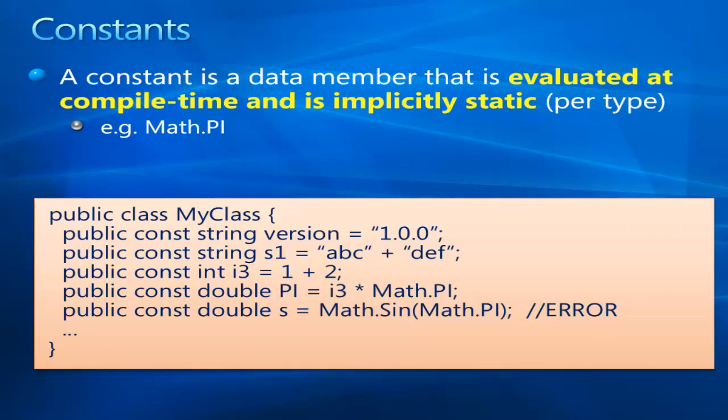So the next one is the constant. Now constants are used when we want to store a constant value. One important thing to be noted is constants are evaluated at compile time. That means the compiler must be able to get the values of the constant. If the compiler is not able to get the value, then the compiler will raise an error saying that I can't get this value and I will not be able to set it as a constant.